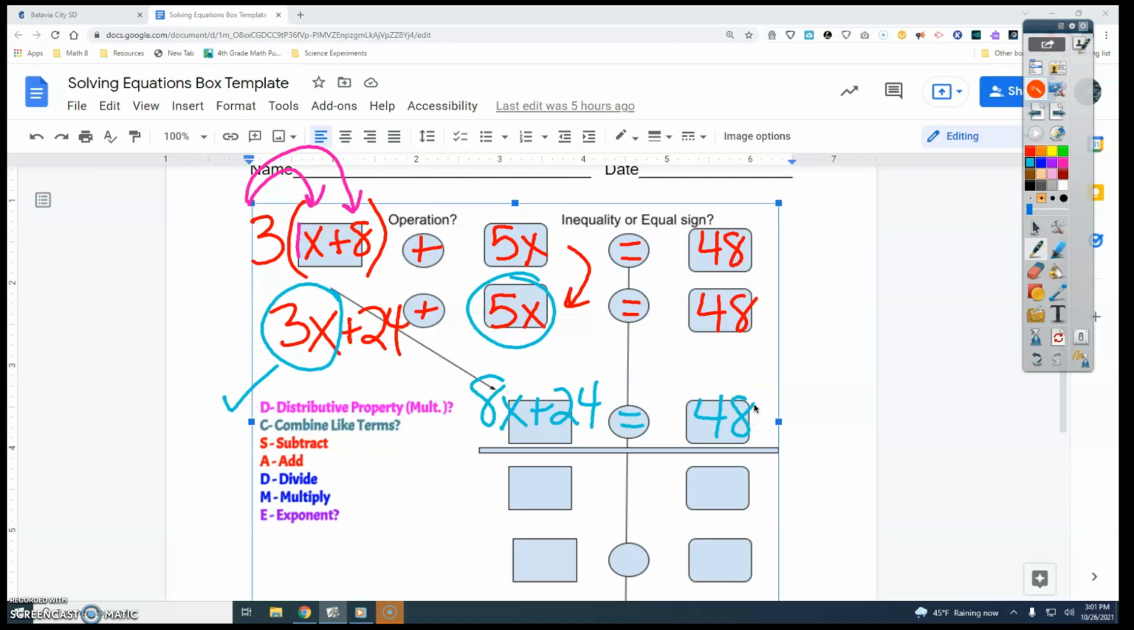Right now we have 3 terms, okay? And we have the 8x, the 24, the 48. Our coefficient is the 8. Our variable is still the x. And our constant term or our numbers are 24 and 48. So we've done that, combine like terms.